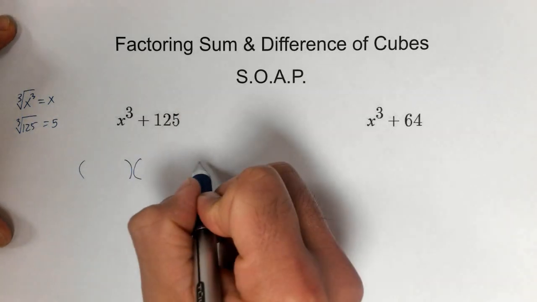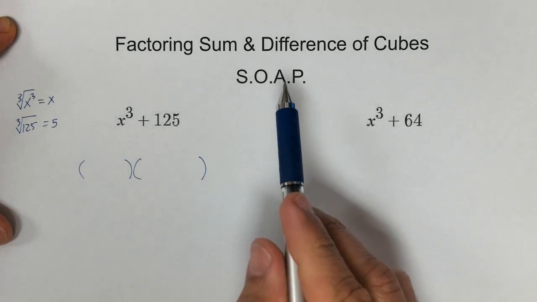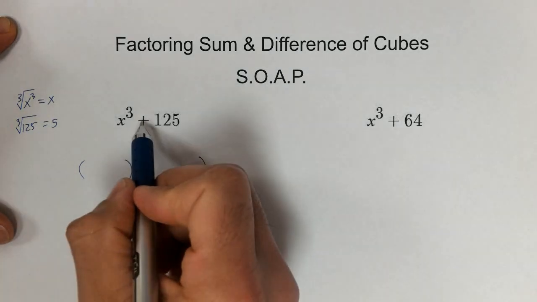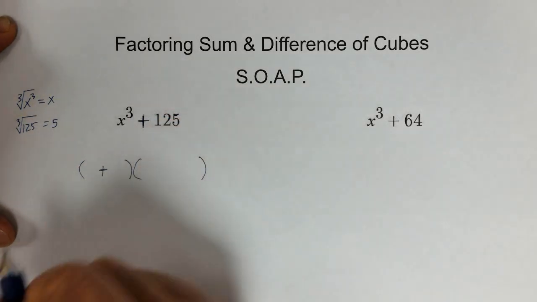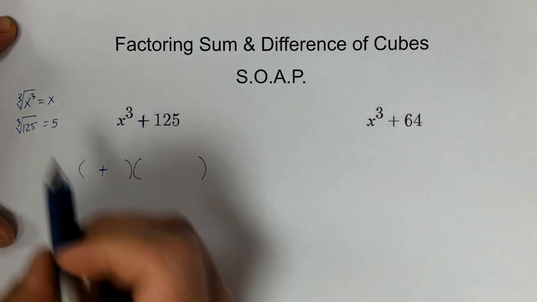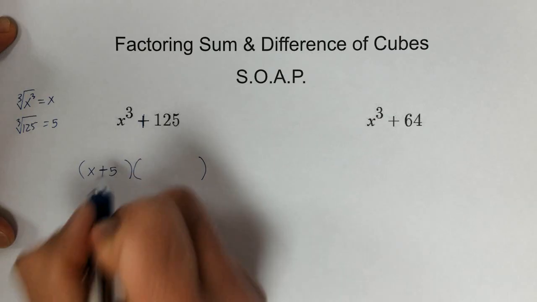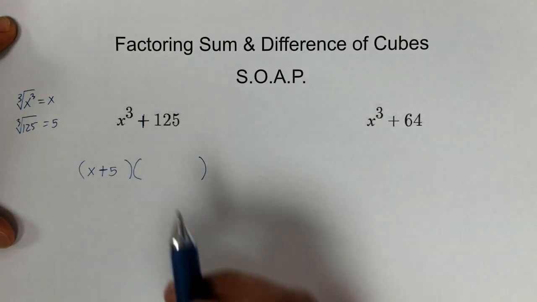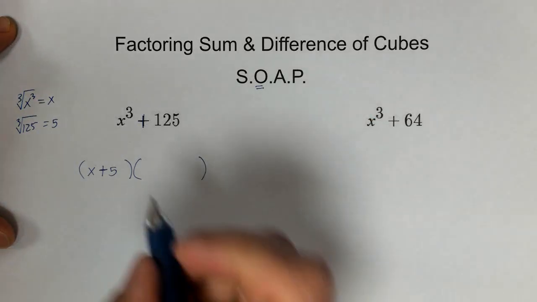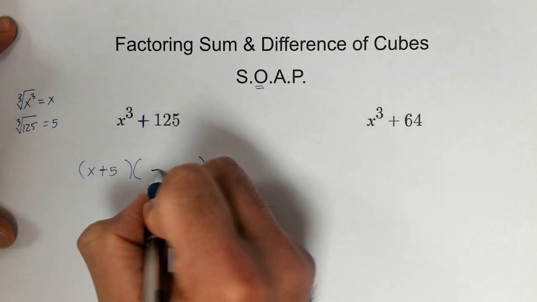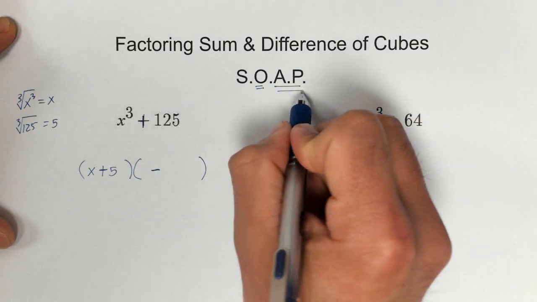I'm going to first start by figuring out the signs using same, opposite, always positive. So I start with the same sign. If this is a plus, I'm going to start with addition. Whatever values I found, x cubed and 5 cubed, I'm going to add them first. And then I'm going to change the sign. Same, opposite, right? I change it to the opposite sign. The opposite is subtraction. And then the last sign is always positive.